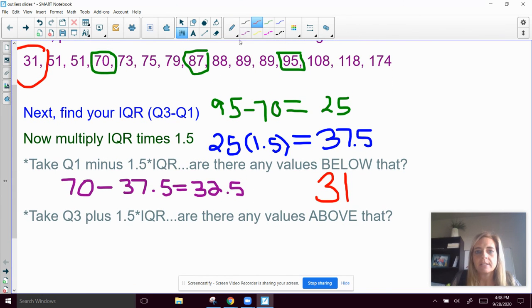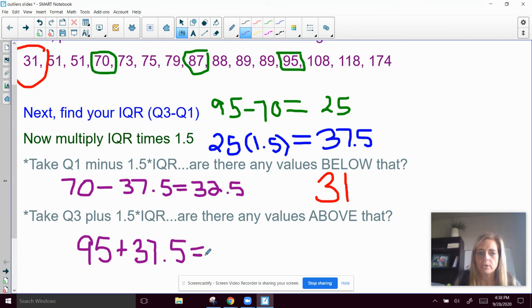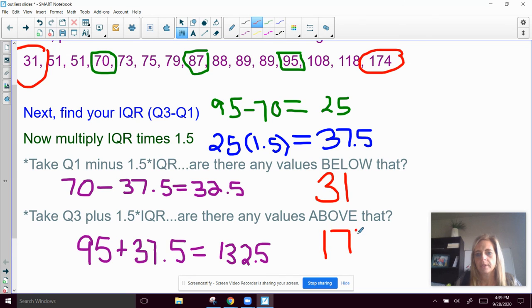Let's check the upper end. Now I'm going to take Q3, which was 95, and I'm going to add to it that 1.5 times IQR, which is 37.5. And when I do that, I get 132.5, if my math is correct. Are there any values above that? Yep, there's just one. So 174. So this data set had two outliers, 31 and 174.